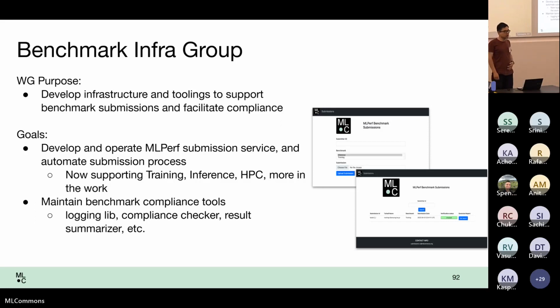Hi everyone, I'm Kong Tao, and I'm a co-chair of the Benchmark Infrastructure Working Group with Xingyuan. The purpose of our group is to develop infrastructures and tools for other groups to use. For example, we develop the submission checkers, the logging libraries, and the result summarizers. We also develop and operate the submission service, the website.